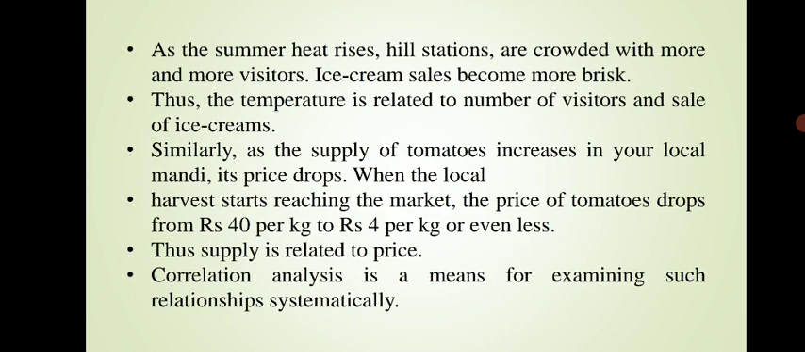Let's understand this concept of correlation by examining some examples. We know that as the summer heat rises, hill stations are crowded with more and more visitors. In a similar way, the sale of ice cream and cold drinks becomes more brisk. Thus temperature is related to the number of visitors and the sale of ice creams. These are two variables: an increase in temperature as well as an increase in sales of commodities that are dependent upon temperature.